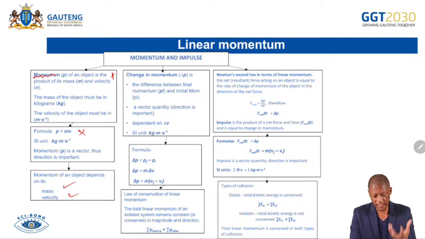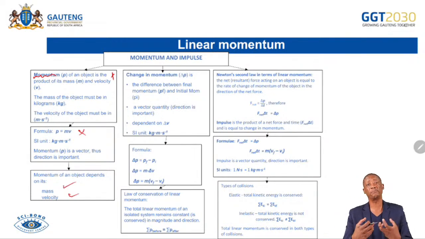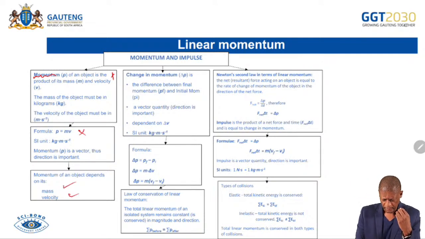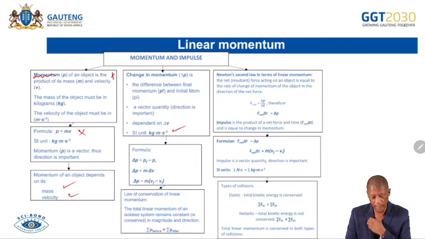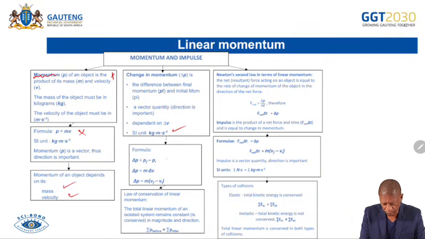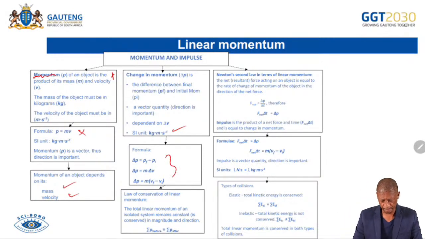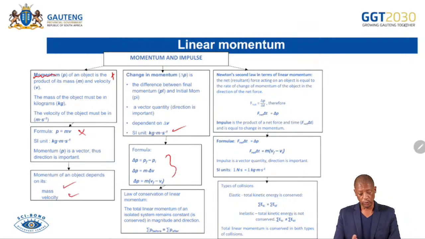Then the same change in momentum is going to give us a formula that we are going to use to calculate the change in momentum. Therefore, it must have what? The SI unit. So this is the SI unit that we are going to talk about as we build on the calculations of the change in momentum. So these are the formulae for the change in momentum that we are going to use when we calculate the change in momentum. Then we go to the next one.